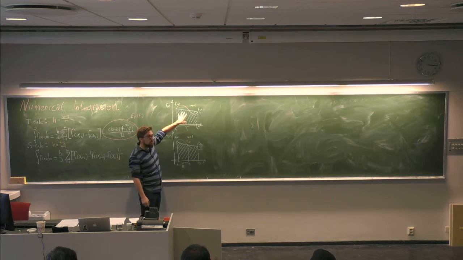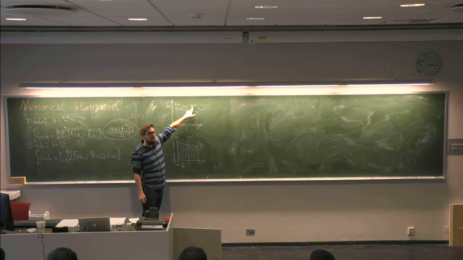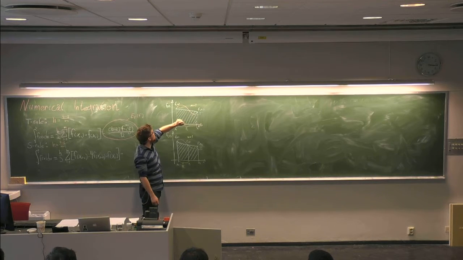So this is just one interval. The length here is h for this interval. This is the number of intervals. So you are evaluating the function at the points f of x0 and f of x1.